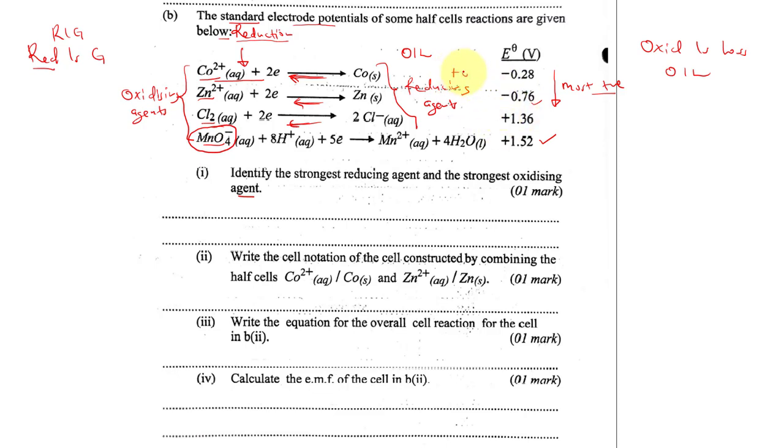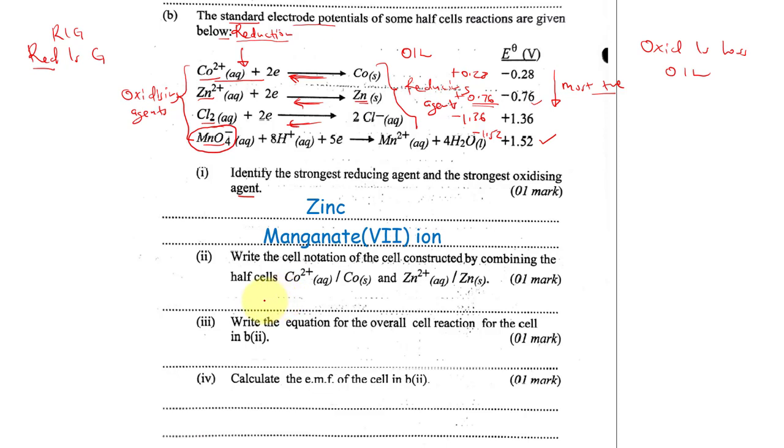So we shall have positive 0.28, positive 0.76, negative 1.36, and negative 1.52. So the most positive is this one, which corresponds to zinc. So zinc is the strongest reducing agent, while our manganate 7 ion is the strongest oxidizing agent. Don't forget the word ion. Roman 2: write the cell notation of the cell constructed by combining these two half cells.